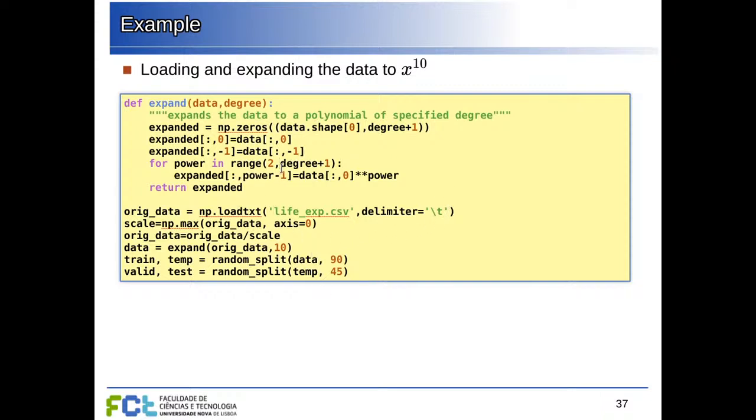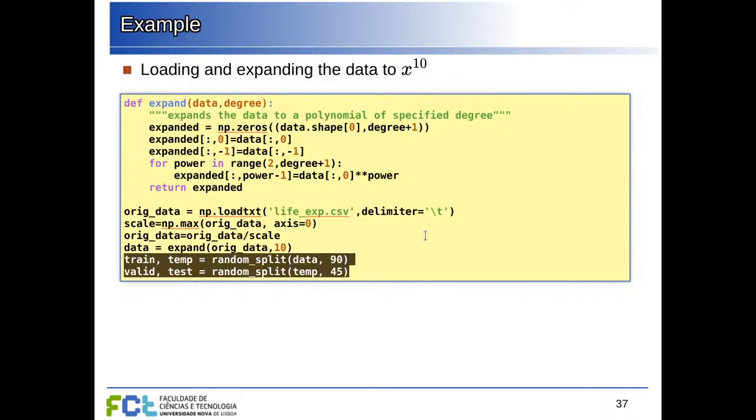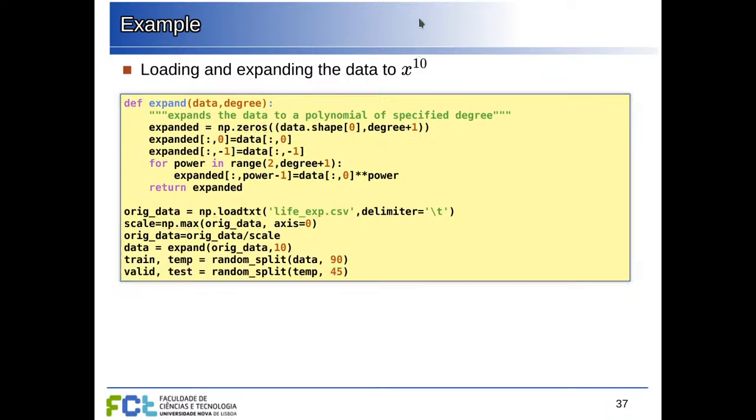So after we do this, if we do a linear regression with these features, we are actually doing the same as a polynomial regression with the degree specified, because it's just a linear combination of all these powers of x. So we load the original data, we rescale everything to between 0 and 1, like we did before, but now we're going to expand this to degree 10, so we have a polynomial of degree 10, and we split into train, validation, and test.